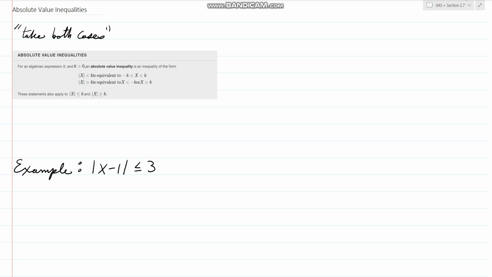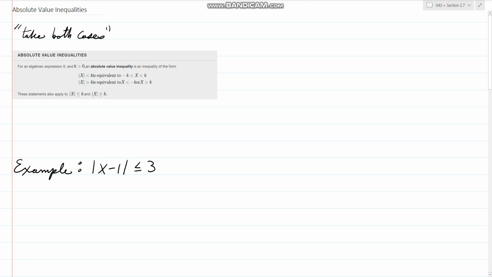From our book, you can see that for an algebraic expression x and k greater than 0, an absolute value inequality of the form absolute value of x is less than k is equivalent to negative k less than x less than k. And the same the other way: the absolute value of the expression is greater than k is equivalent to x being less than negative k, or x is greater than k. So I'm going to take both cases.